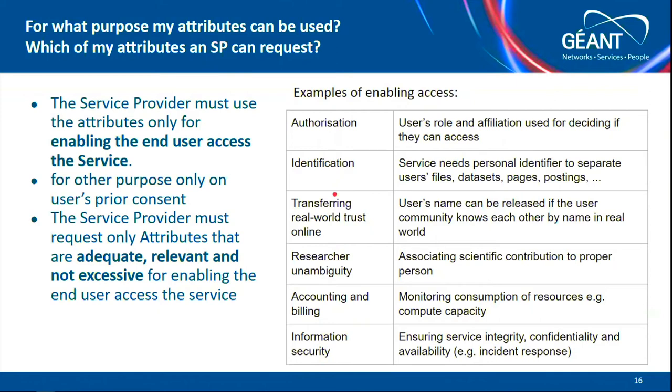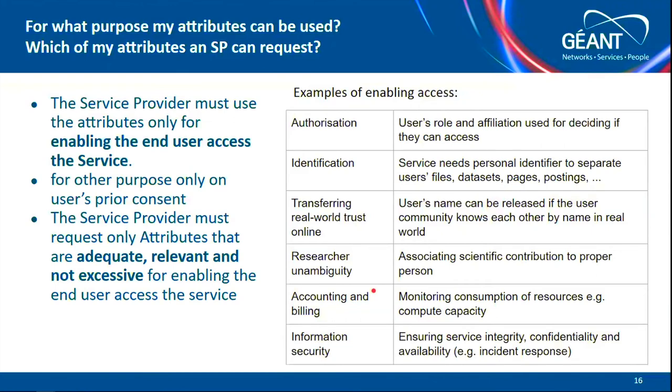If the user community of a service exists also outside the online world, so if the end users know one another in real life, then the person's name is relevant for the collaboration to exist online, and then the person's name can be released for the collaboration tool that the community is using. In the research world, it is important to properly connect the researcher to the scientific contribution. So that means releasing a researcher identifier is enabling access to a service where that distinction makes a difference.